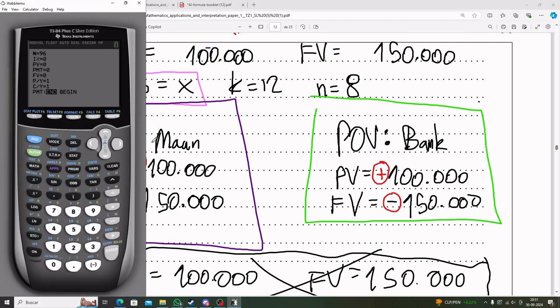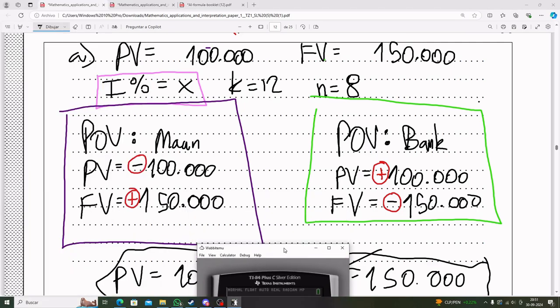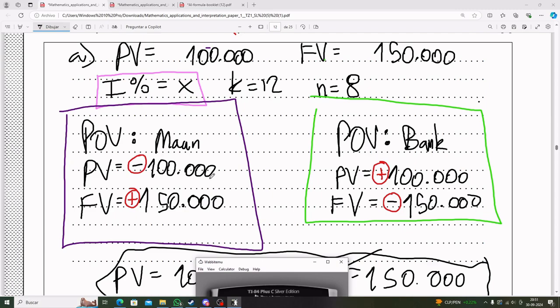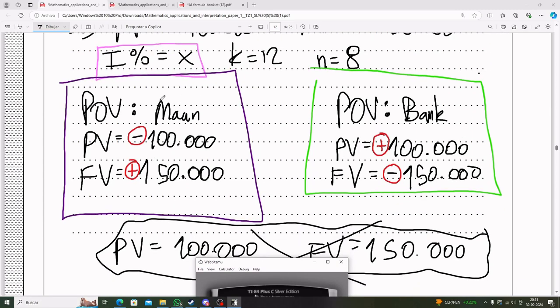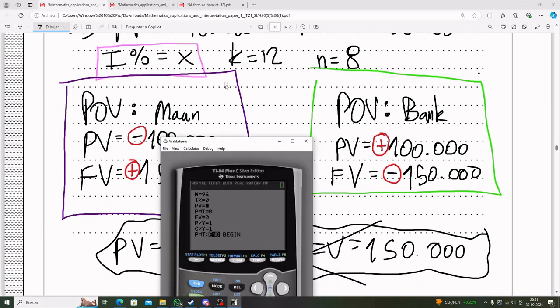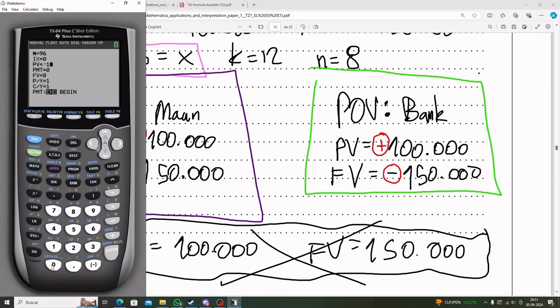So now I can go ahead and plug in. I'll take the perspective of my man. So my man lost $100,000 initially because he put it into the bank. PMT is 0 because there isn't any additional monthly payment. And FV, the money he gets back, is positive $150,000.